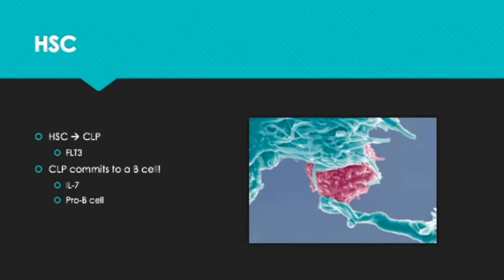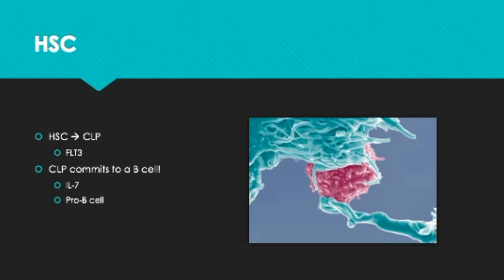Now you might wonder how the CLP will commit to a B cell. IL-7 and stem cell factor are secreted by stromal cells, and this encourages the CLP to commit to a B cell. The cell then enters the pro-B cell stage.